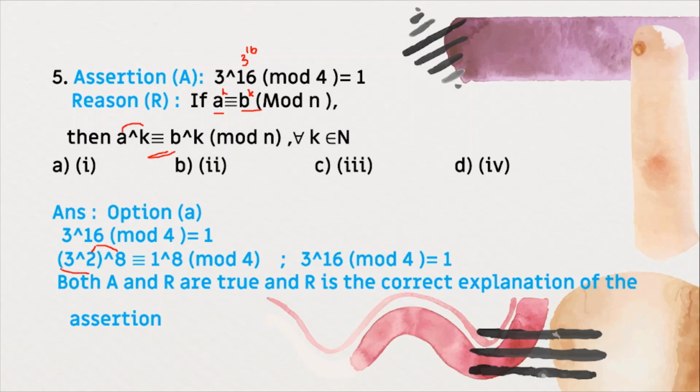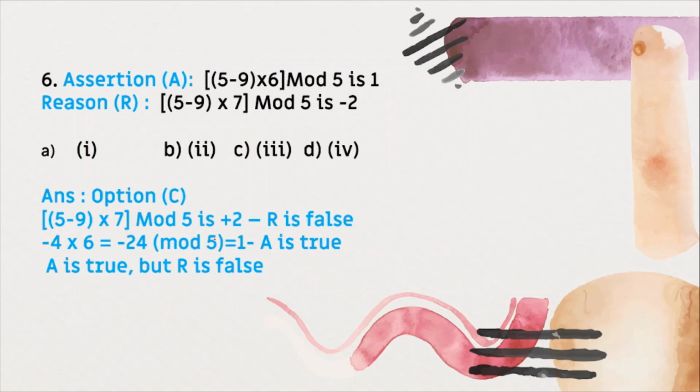So 3 power 2 is 9, and 9 mod 4 is 1. Again, 3 power 2 to the power 8 is 1 power 8, and 1 power 8 is 1. 1 mod 4 is 1. So the assertion is also true. The reason is the proper formula to apply to this assertion, so R is connecting with A. So option A: assertion and reasoning both are true, and it is the proper explanation.